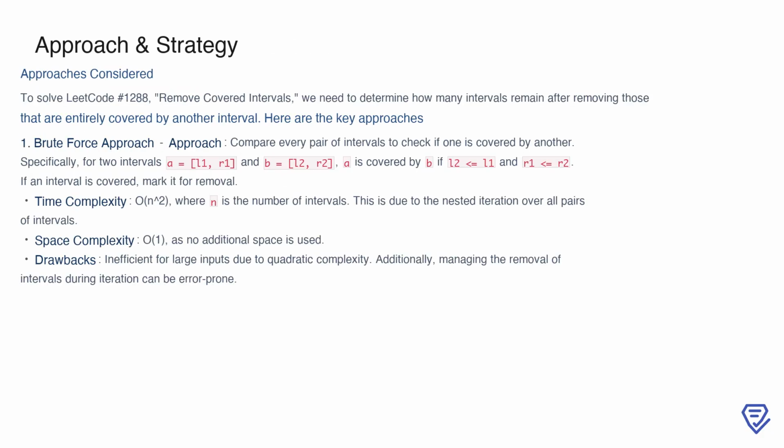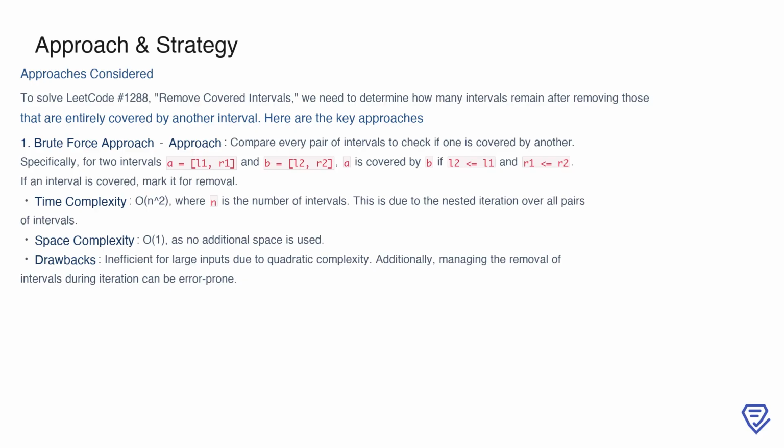To tackle the problem of removing covered intervals, we first need to understand the concept of coverage. For any two intervals, say A equals [L1, R1] and B equals [L2, R2], we say that A is covered by B if the starting point of B is less than or equal to the starting point of A and the ending point of B is greater than or equal to the ending point of A. One straightforward way to solve this is the brute force approach, where we compare every pair of intervals to check if one is covered by another. This means iterating through all combinations of intervals, marking any covered intervals for removal.